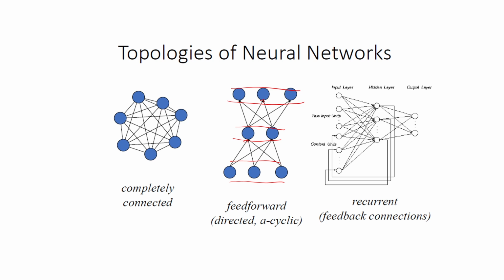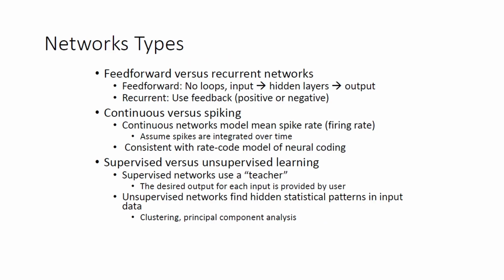That is not the one which we will probably discuss in this course. So, you can have different kinds of networks, as we discussed in the last lecture also. You have feed forward versus recurrent. Feed forward has no loops: inputs, hidden layer, output. Recurrent has feedback loops, right. It can have positive or negative loops. Many of these recurrent networks are used in NLP also, natural language processing.